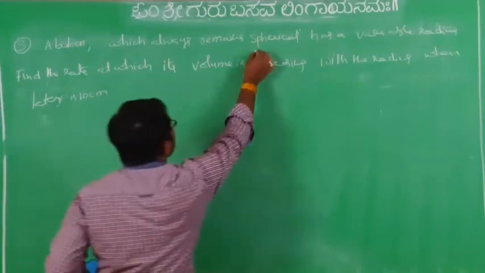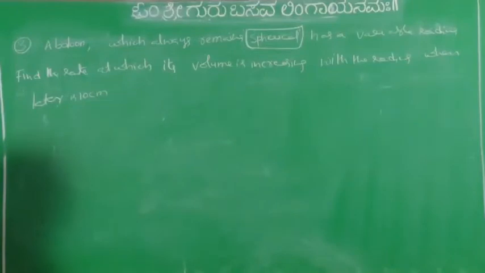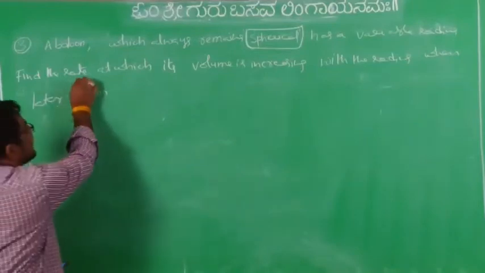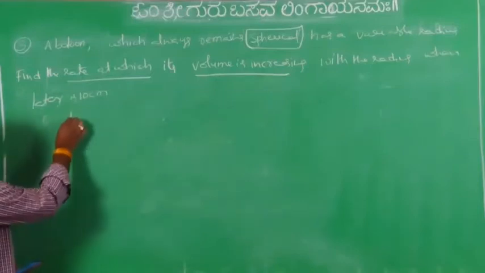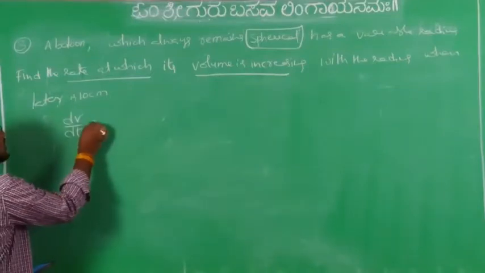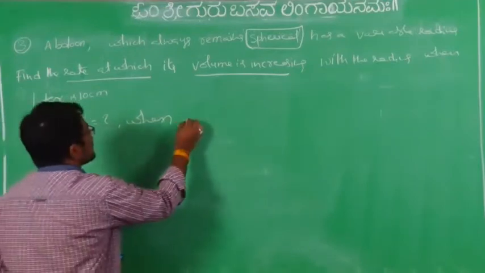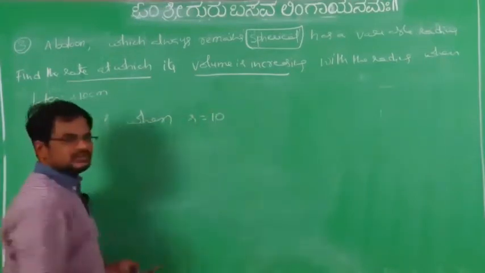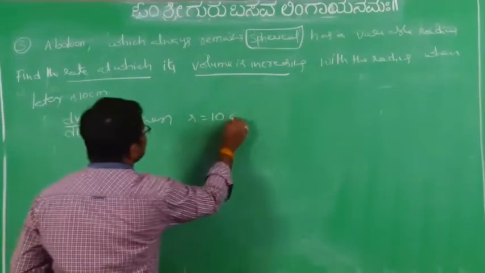Our figure is what? Sphere. Volume is increasing. Find the rate at which volume is increasing, means dV by dt equal to what? When, simple problem, when r equal to 10 centimeters.